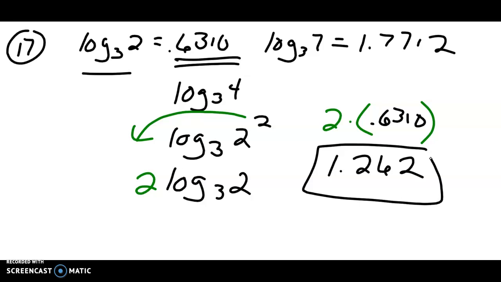So what does that mean? Well, exponentially, if I were to rewrite it, it would mean 3 to the 1.262 power is going to be equal to 2.